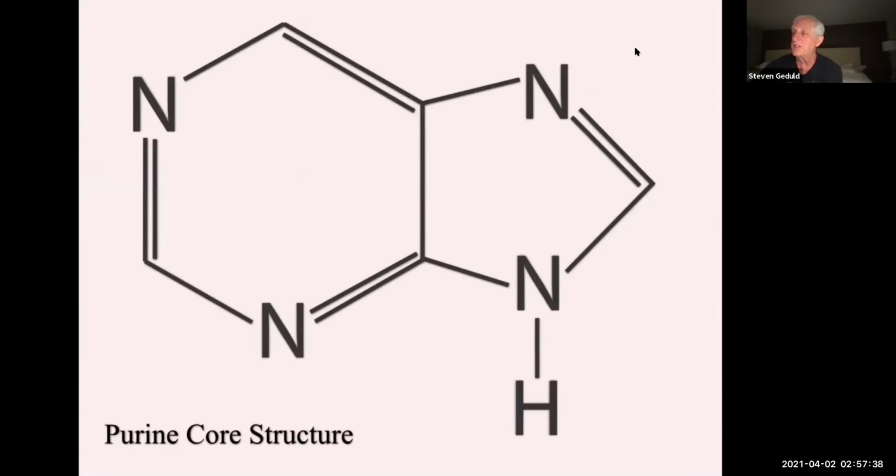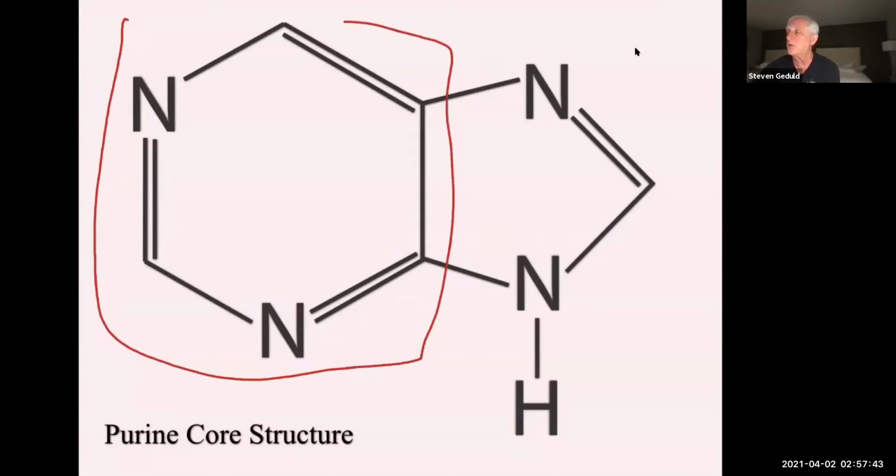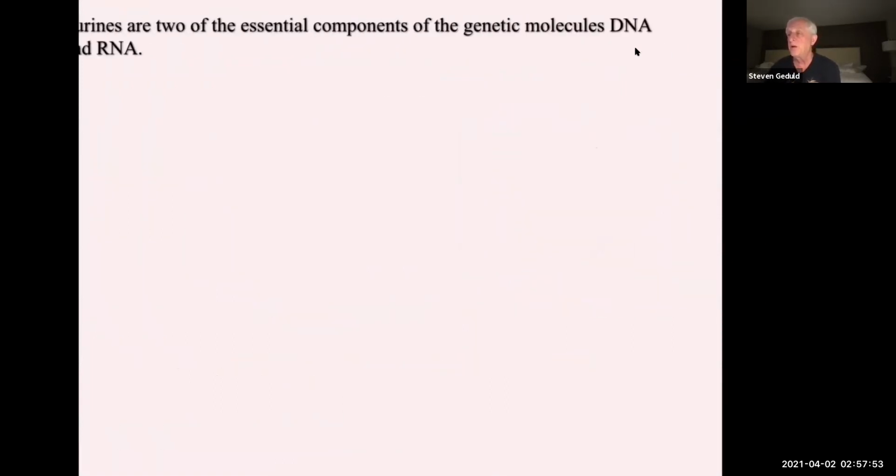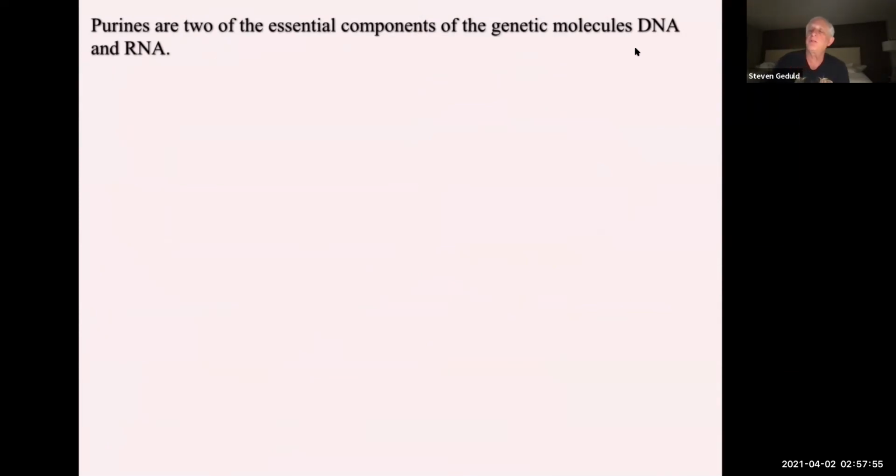Different functional groups are attached to this, but it's a 6-carbon ring, and instead of all carbons, there are 2 substitutions, and a 5-carbon ring. That's the basic structure of your purine core, which is adenine and guanine. Purines are 2 essential components of the genetic molecules of DNA and RNA.